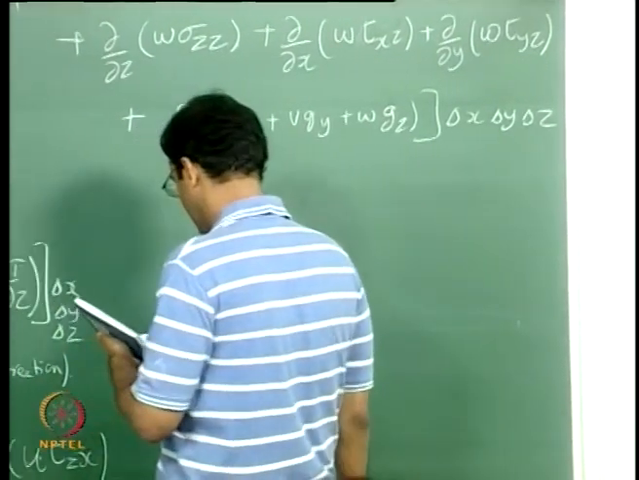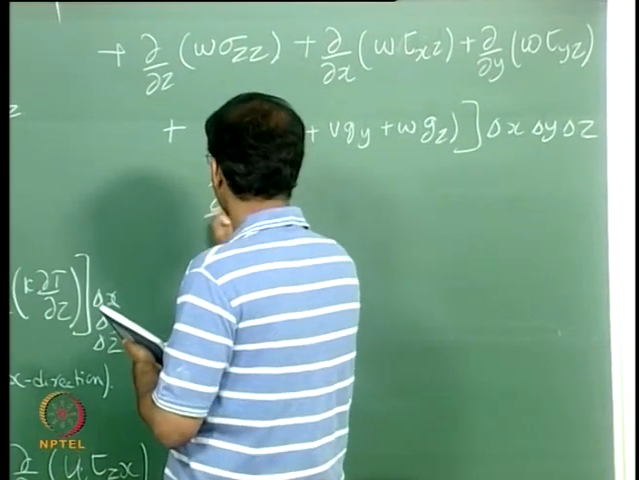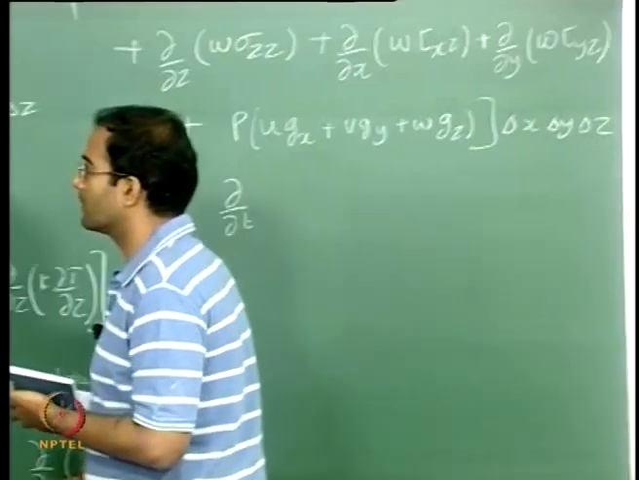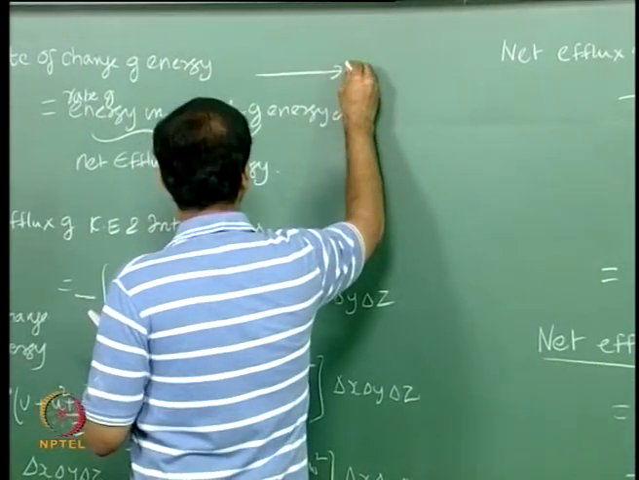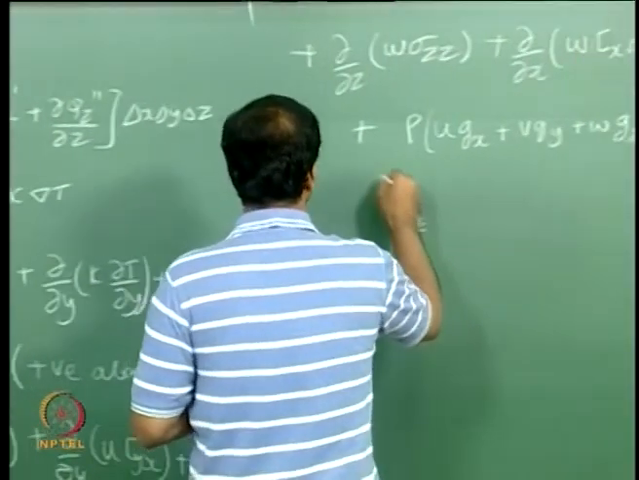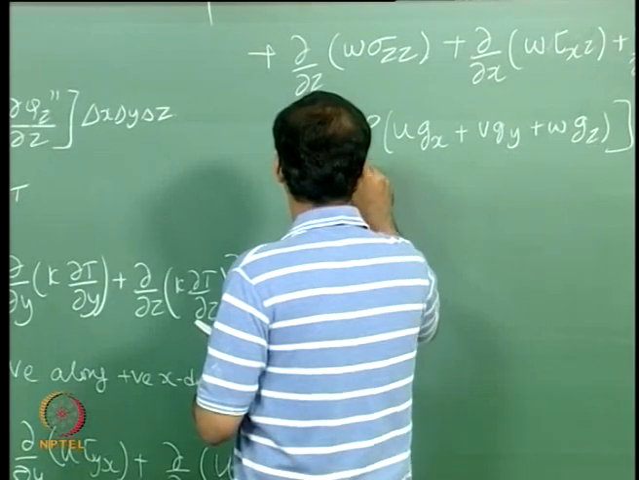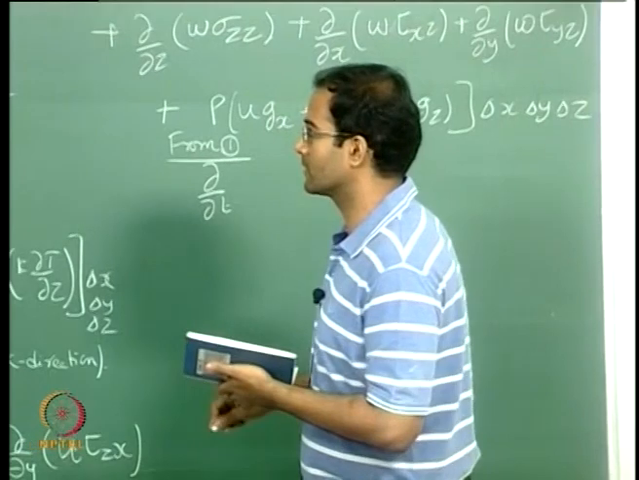So this will lead to a big expression here, which can be written as d by dt. Okay, let me number this as number 1. So from 1, I am going to substitute for all these terms into 1.